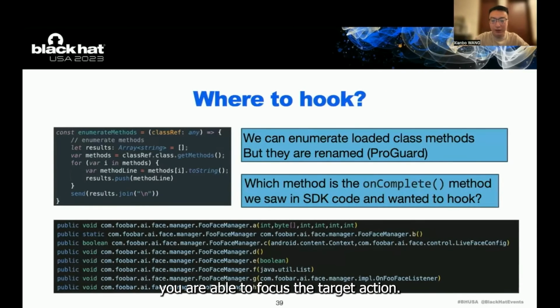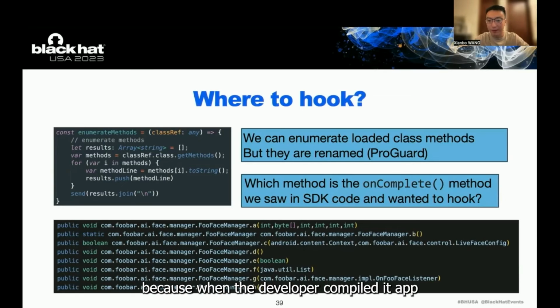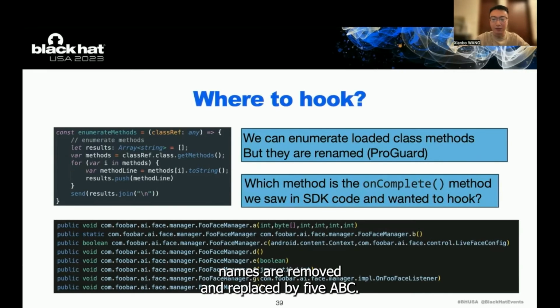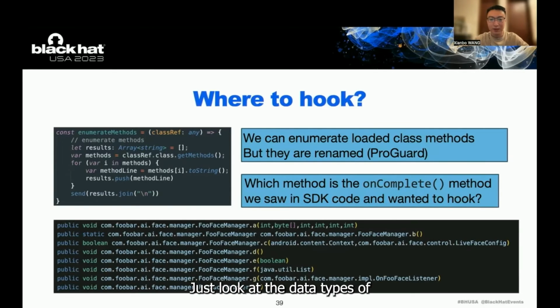And after you're able to hook the target app, usually you'll find another challenge. You cannot identify the original onComplete method you read in the SDK code in the app. Because when the developer compiles the app, there's an option to do simple obfuscation, which is just name stripping. All of the meaningful method names are removed and replaced by A, B, C, D, E. So how can you map those meaningless functions back to the meaningful functions inside the SDK? It's also not difficult, right? Just look at the data types.